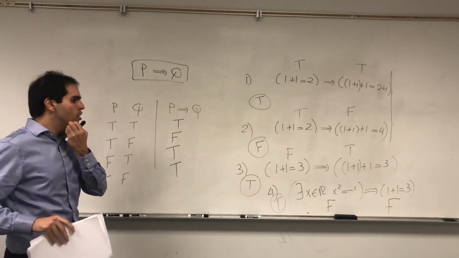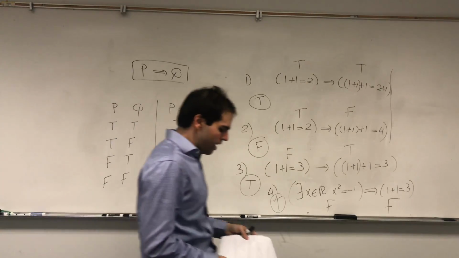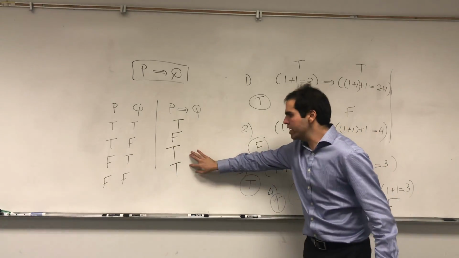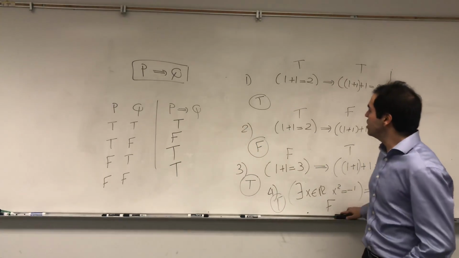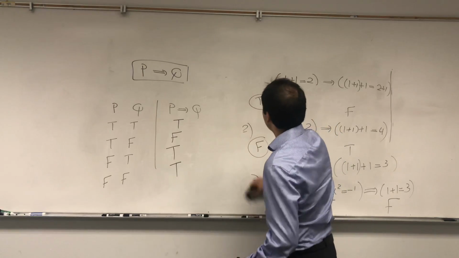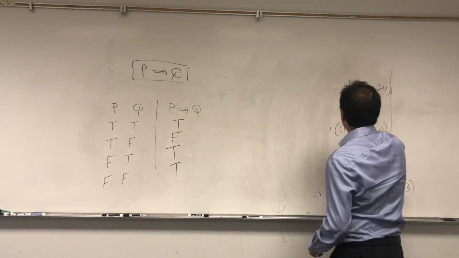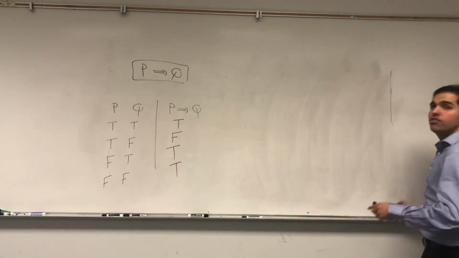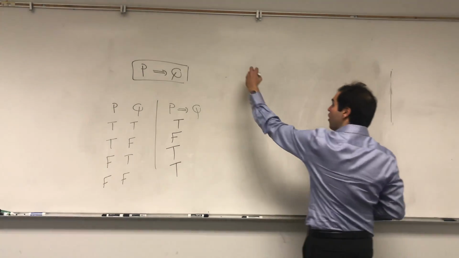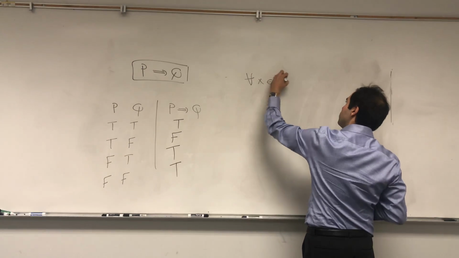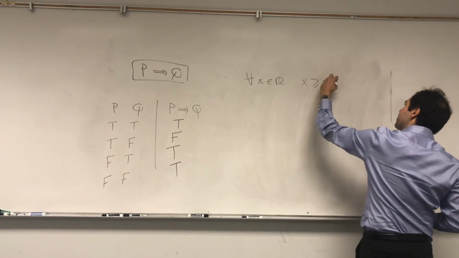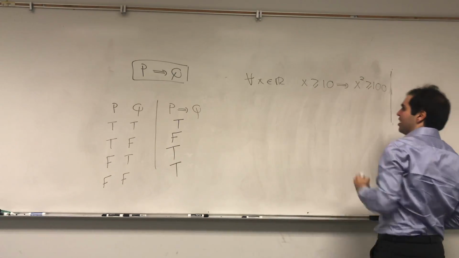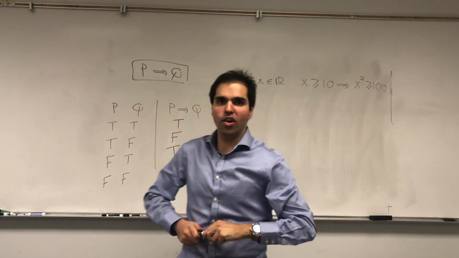So those are kind of the 4 different scenarios. And lastly, I really want to emphasize, it seems very weird, but let me give you some intuition as to why we actually require this. Because consider the following statement. For all x, real numbers, x is greater or equal to 10 implies x squared is greater or equal to 100. The stuff I started with.